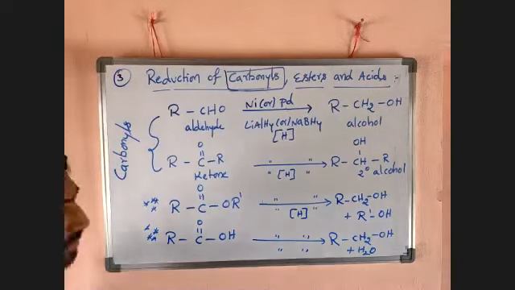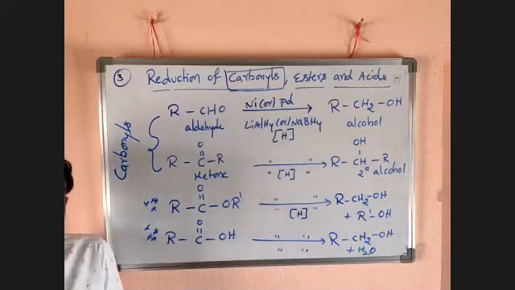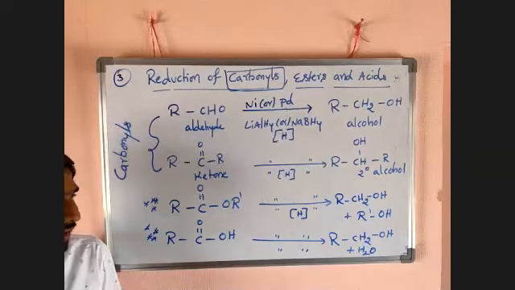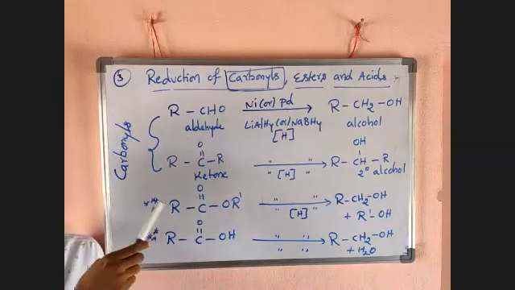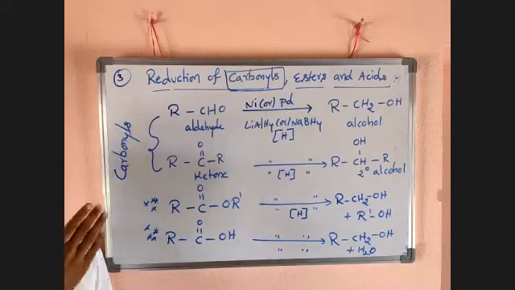Slow down. In the place of R, we can take different compounds. There are a total of 4 categories: aldehydes, ketones, esters and acids. All are involved in reduction.